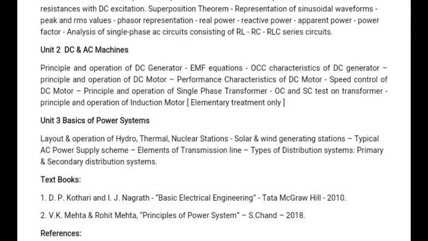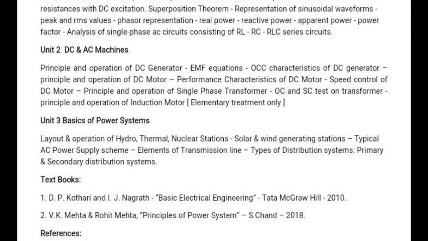OC and SC test on single phase transformer. OC and SC tests we already discussed in the laboratory. We did the experiment on the OC and SC tests. The open circuit test is used to find which losses? Iron losses, or constant losses.